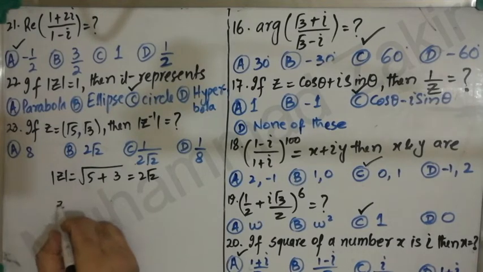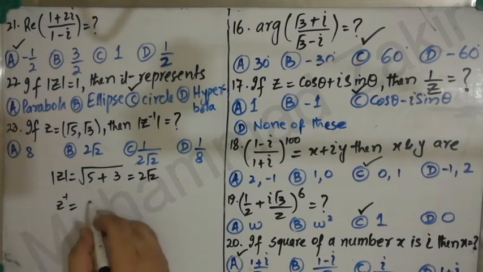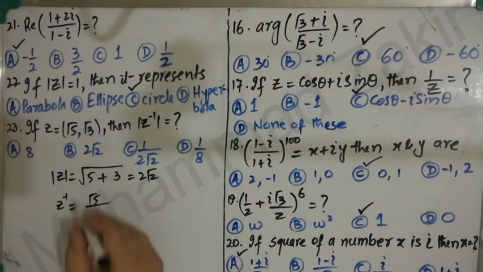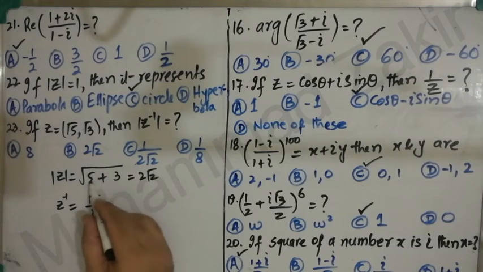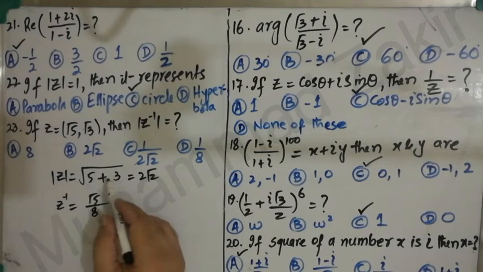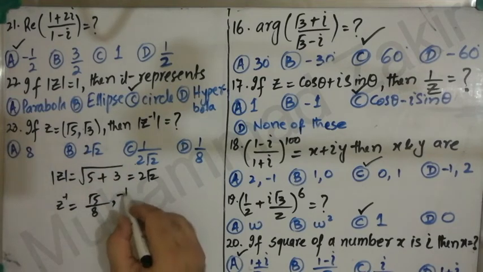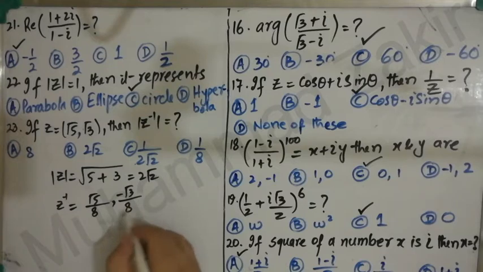And what is z inverse? Real part is square root 5 divided by the sum of squares of both these parts, which is 8. As we found, the square of real part plus the square of imaginary part, that sum is 8. The imaginary part is divided by minus 8 likewise. Imaginary part is square root 3 and divided by 8, the same value.